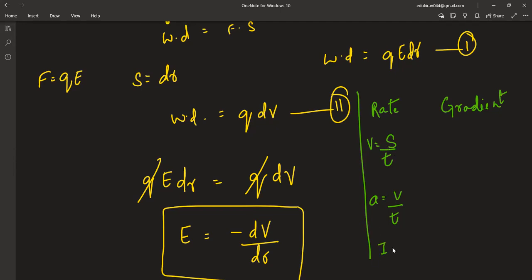Current we'll be doing in the next lesson. Current is rate of change of charge.